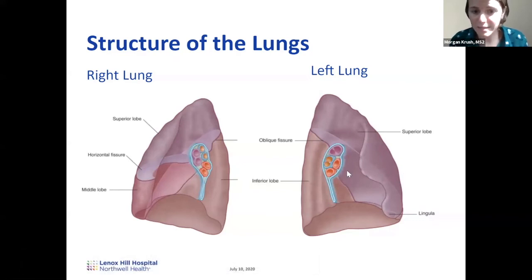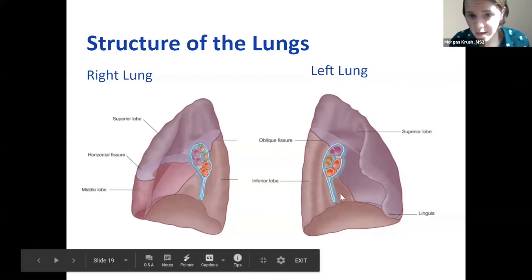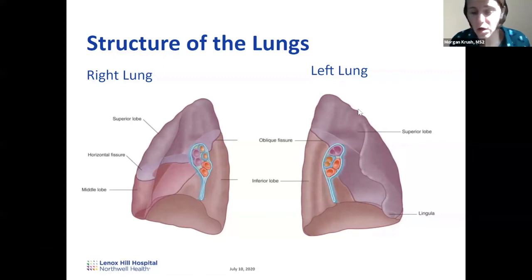So we're looking as if we were looking from the heart out. This is where the heart would sit, right here. This is anterior, and this is posterior. This is where your vertebrae would be, and then this part is what runs along the ribs. So you can see kind of what Brendan was talking about. There's a lot of asymmetry here.